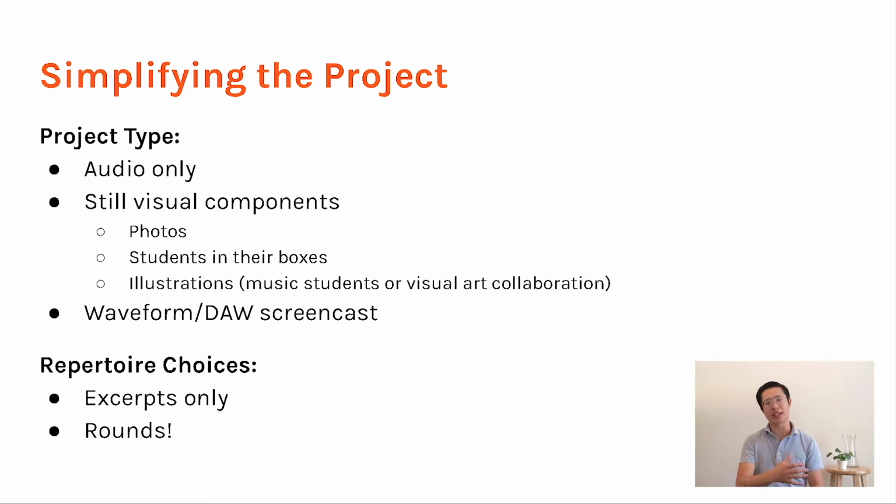If you want to extend that a bit further, you can add some still visual components. Consider making a slideshow of program photos from previous years, create a simple still of your students in that iconic Brady Bunch layout, or have your students create illustrations based on their music. If you want to do a cross-curricular collaboration, maybe work with your visual arts teachers to have their students create drawings for the piece.